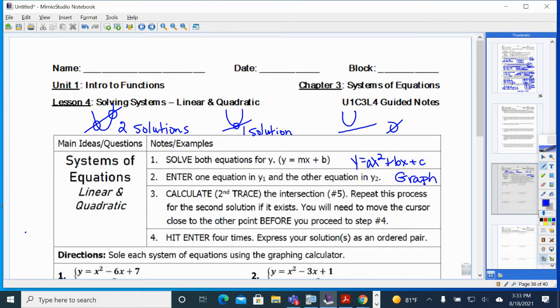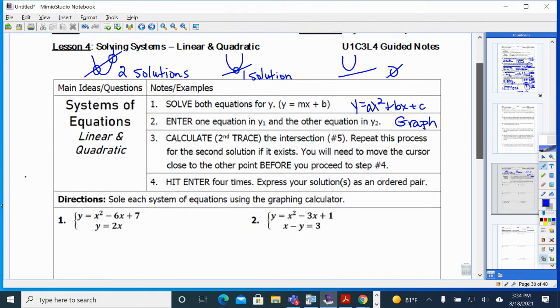Once you've got it graphed, you're going to calculate: second trace, the intersection, number 5. If you have more than one answer, you're going to have to repeat this process for the second solution if it's there. You're going to have to move your cursor close to the other point before you proceed to step number 4, which is where you hit enter 4 times, maybe it's 3 times, and then express your solution as ordered pairs. So keep in mind, there may be no solution, there might be one solution, or more times than not, there are 2 solutions.